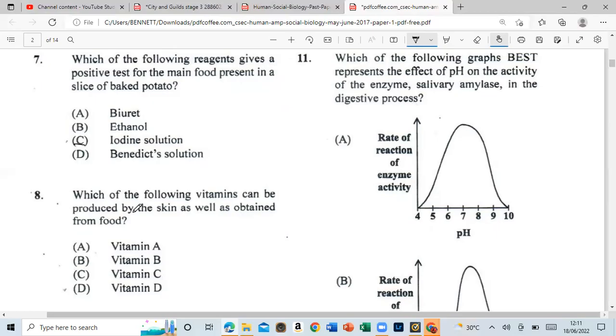Which of the following vitamins can be produced by the skin as well as obtained from food? Vitamin A, vitamin B, vitamin C, or vitamin D? And that would be vitamin D. So let's move on to number 9.